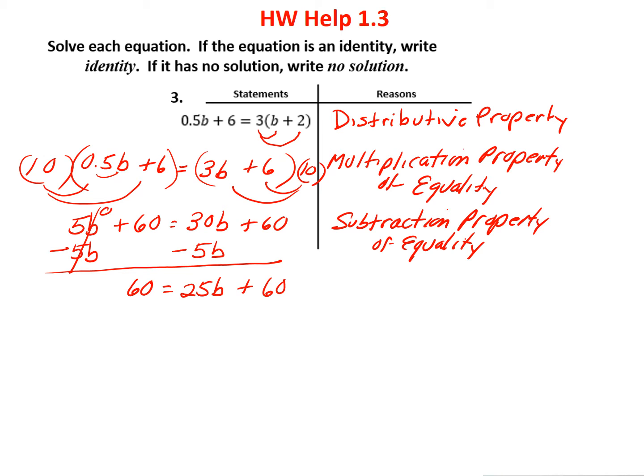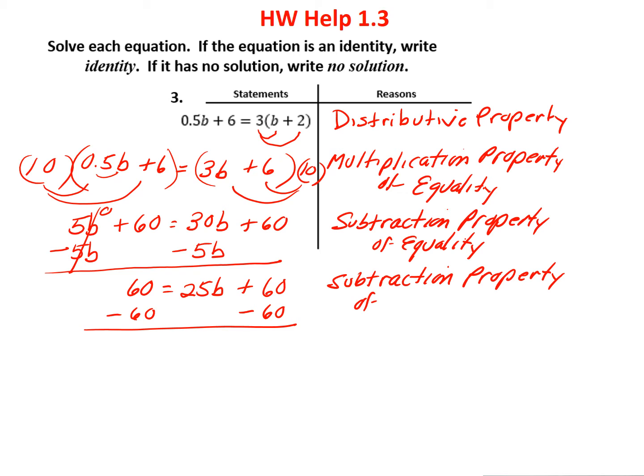Now we have a two-step equation. b is multiplied by 25 and then we add 60. It's usually simpler to undo the addition or subtraction first. So the way to undo plus 60 is subtract 60, and whatever we do to one side of the equation, we have to do to the other side. This is once again our subtraction property. 60 minus 60 is 0. Also over here, so I end up with 0 equals 25b.